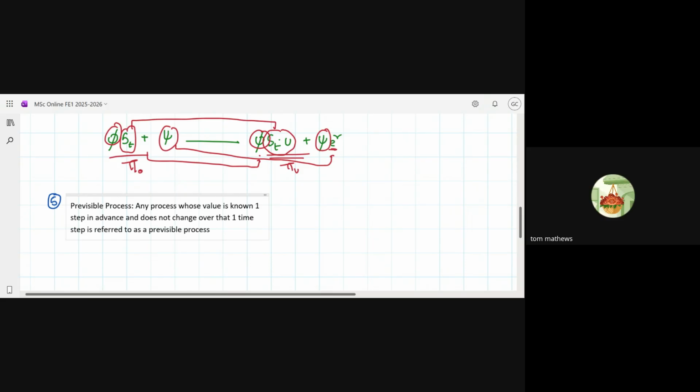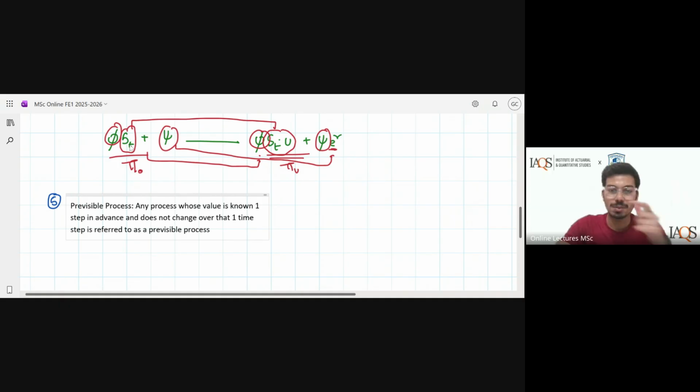Example, phi S_t plus epsilon is a previsible process. Sorry, that epsilon is a previsible process, right? Phi and psi are previsible processes. Yes, that is psi, what my example is. Phi S_t plus psi is a previsible process, right? Just phi and psi. S_t is the underlying asset price, that is going to change. The values phi and psi are previsible processes.